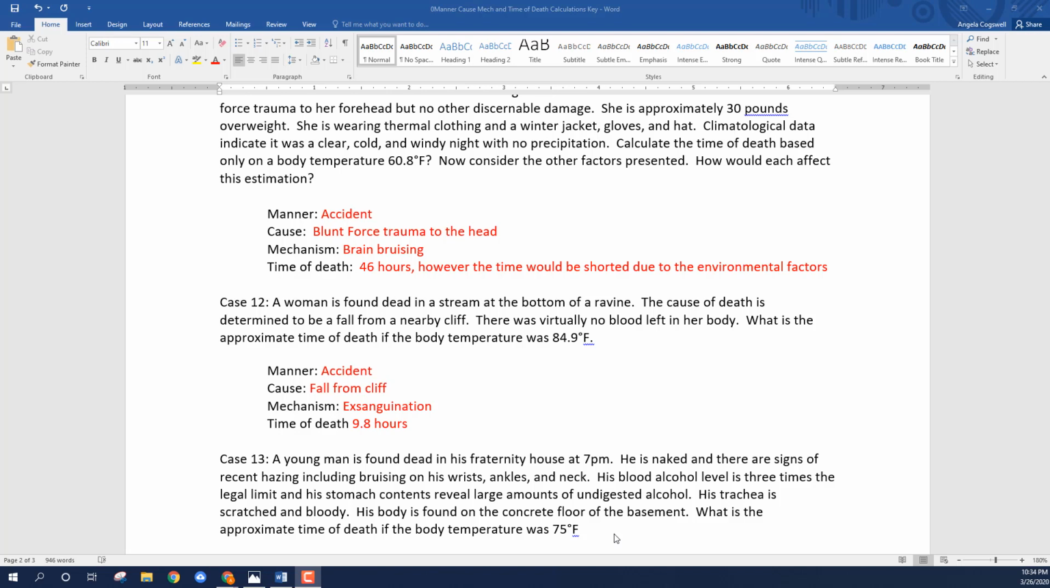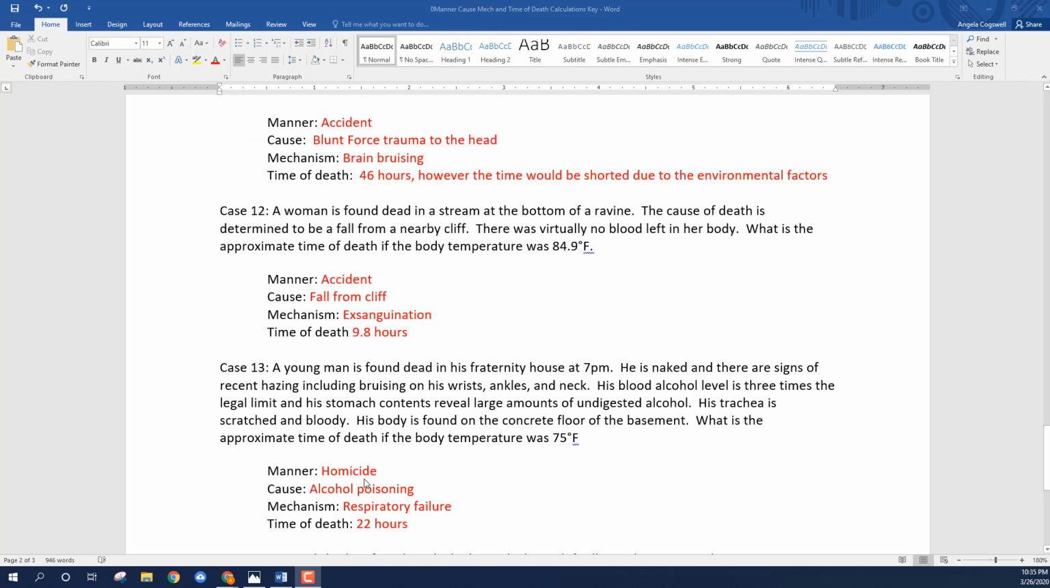All right, gentlemen, I talked about this in the other video. Alcohol poisoning. This man died from alcohol poisoning. That was the cause of death. Now, the fact that he was obviously bruised around his wrists, ankles, and neck, this is telling me right here he'd been tied up, right, and possibly strangled or choked. But his blood alcohol being 3 times the legal limit, and his trachea, what you breathe through, is scratched and bloody. He probably vomited and injured himself in some fashion of that nature.